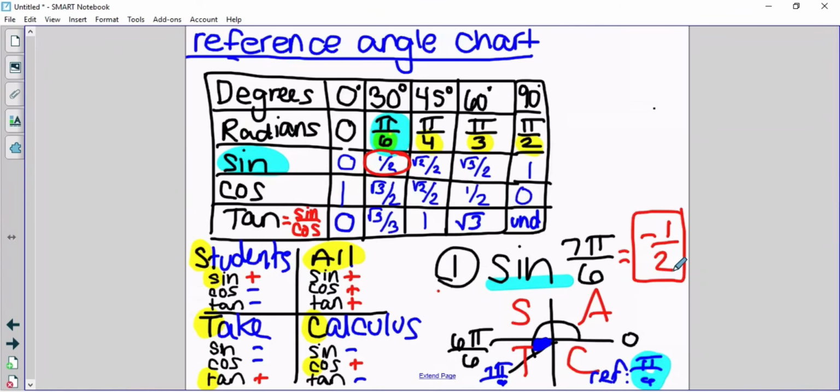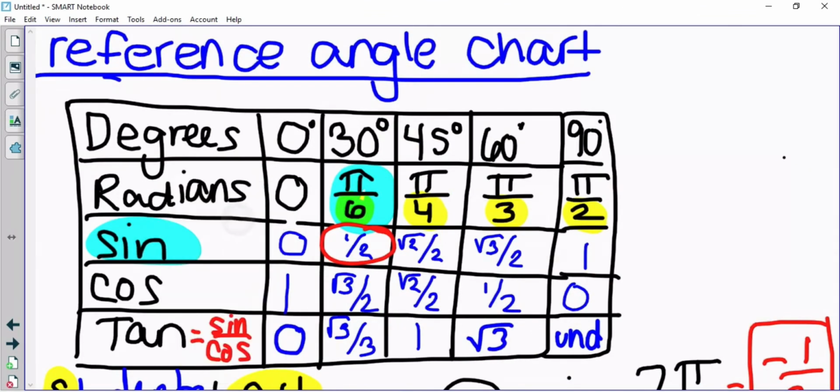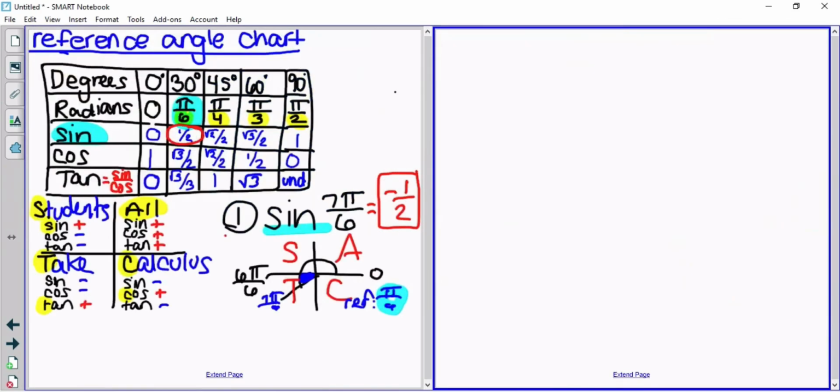Okay, I'm going to split my screen. I hope it doesn't get too small. Let's see. And just so that I have that reference angle chart in the All Students Take Calculus in front of me as we try a couple more examples.